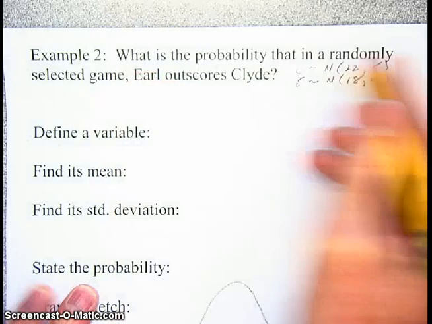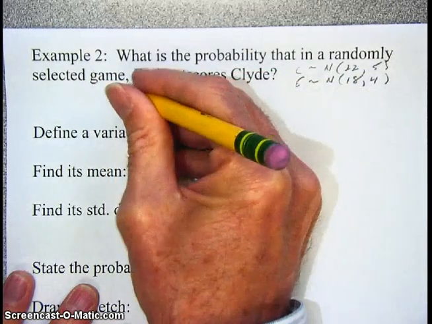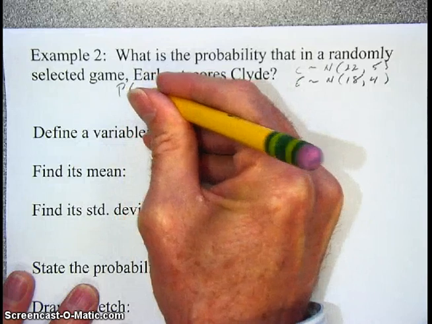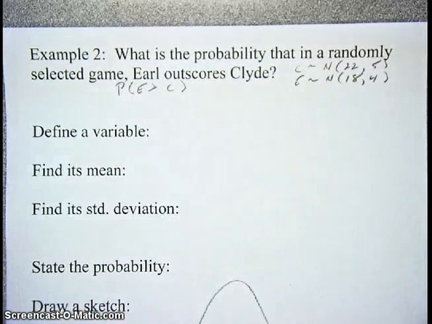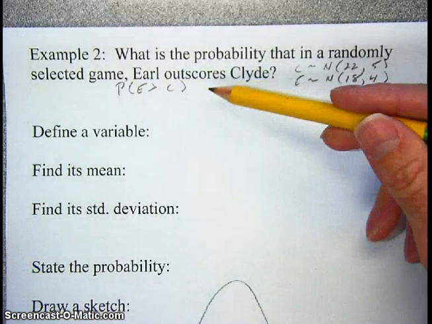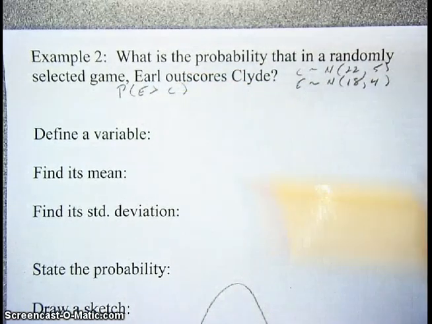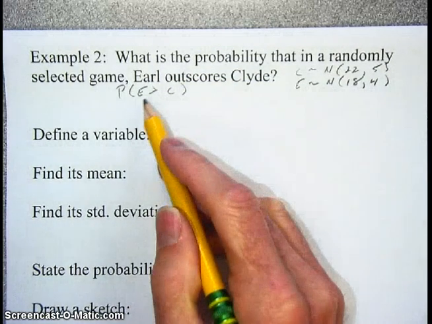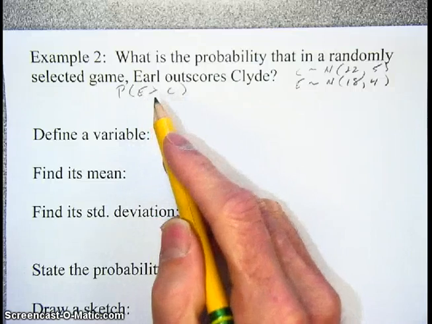Now if you just translate that into statistics, into math language, it would look like this. We're looking for the probability that E is greater than C. This is not very useful to us, however, because we have two random variables in this expression, and we can't calculate this probability using the methods that we know. So what we have to do is turn this into an expression that has just one random variable in it.